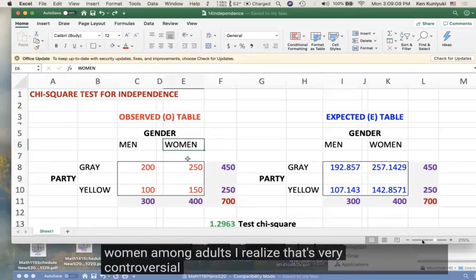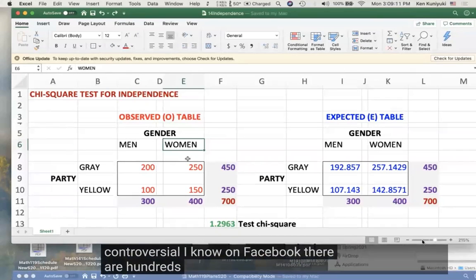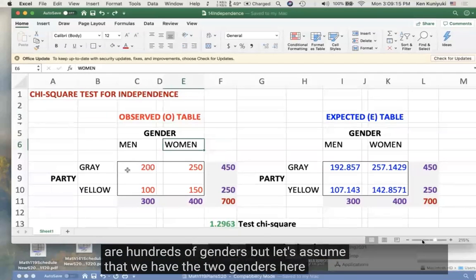I realize that's very controversial. I know on Facebook there are hundreds of genders. But let's assume that we have the two genders here.